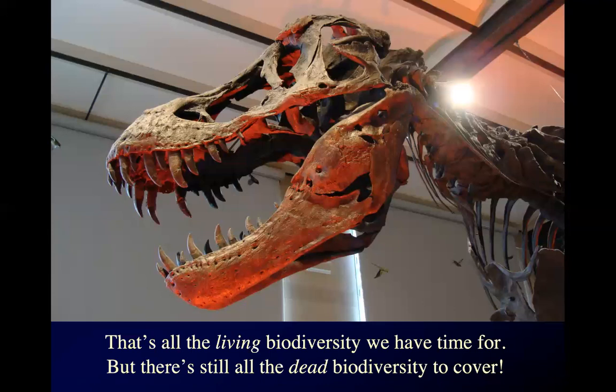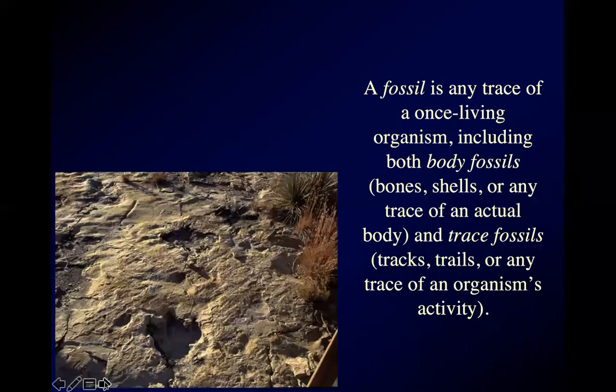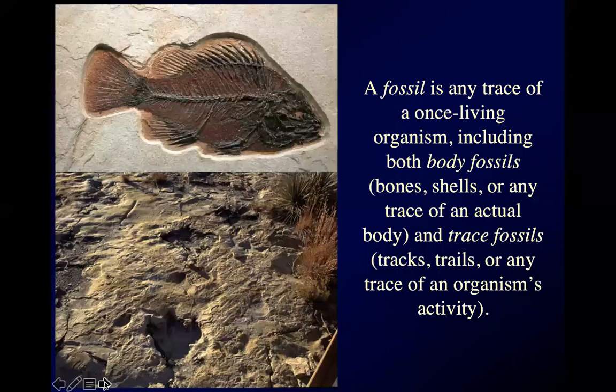So I've said my piece about living biodiversity, but you can't go any further without noting that there is a lot more dead biodiversity, like this Tyrannosaurus Rex skeleton right here, than there is living. And we can study it by looking at fossils. And a fossil is defined as any trace at all of an organism that used to be living and now isn't.